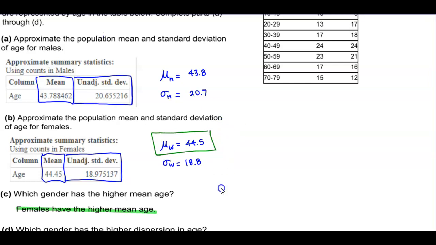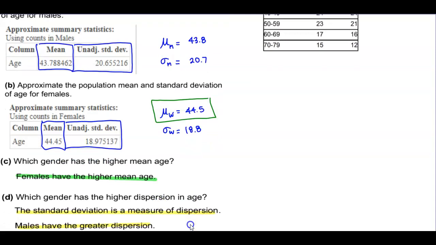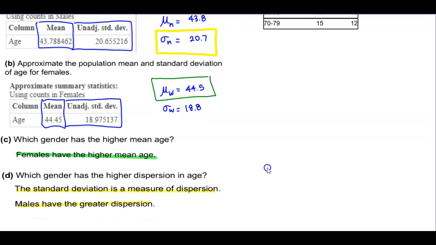Now, which gender has the higher dispersion in age? Well, the standard deviation is the measure of dispersion. And you can see here that the males have the greater dispersion because they have a higher standard deviation. So therefore, it's the males that have the higher dispersion.